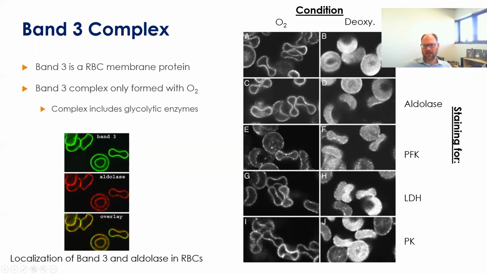But under deoxygenated conditions, all of these enzymes are distributed throughout the cell, suggesting that the deoxygenation of hemoglobin displaces these complexes and ultimately stimulates their activity.